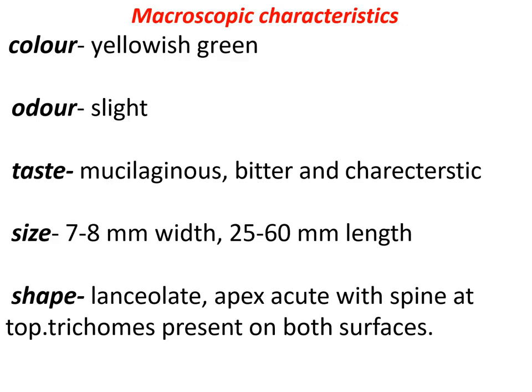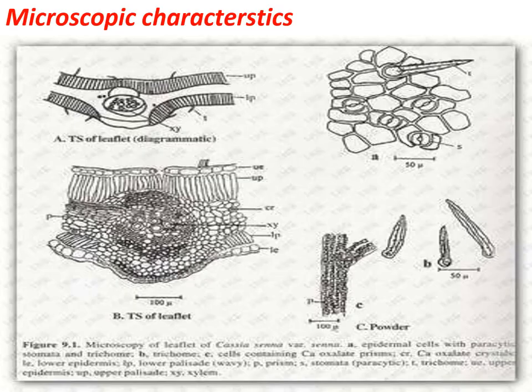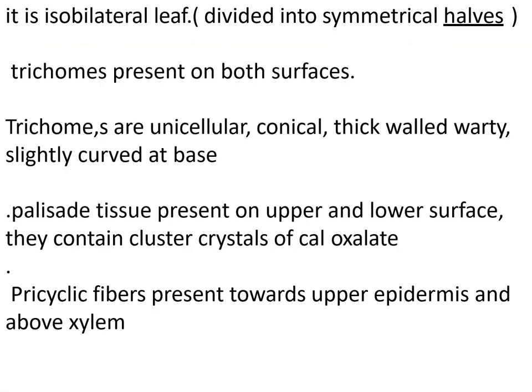The color is yellowish green, odor is slight, and taste is mucilaginous, bitter, and characteristic. The size is 7 to 8 millimeter in width and 25 to 60 millimeter in length. The shape of the leaves is lanceolate, apex acute with a spine at top, and trichomes are present on both surfaces. These are isobilateral leaves. The trichomes are unicellular, conical, thick-walled, warty, slightly curved at base. Palisade tissue is present on upper and lower sides, and pericyclic fiber is present towards the upper epidermis and above the gel.